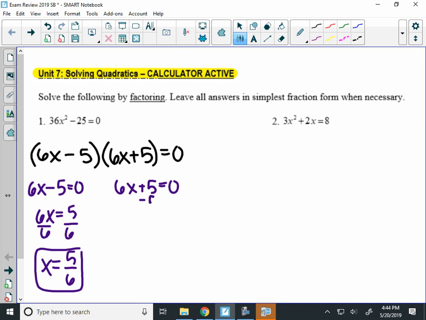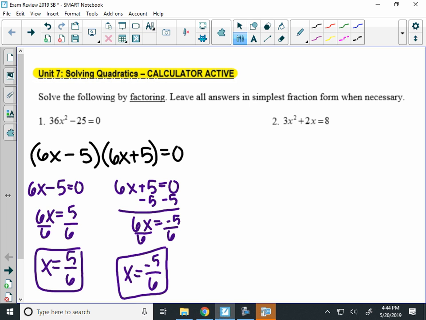And on the other side, I'll start by subtracting 5 and then divide by 6. So our other solution is negative 5 over 6. Two rational answers for that one.